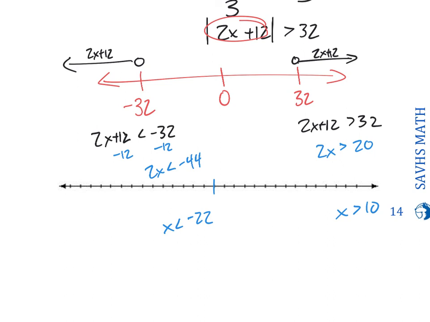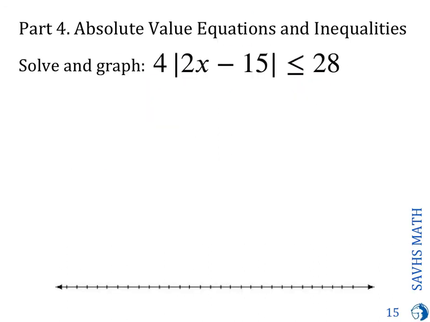So here's where 0 is. 2, 4, 6, 8, 10. So x is greater than 10 is this inequality there. X is less than negative 22: 2, 4, 6, 8, 10, 12, 14, 16, 18, 20, 22. Like that. One more for you to try here, and then I'll go through it.